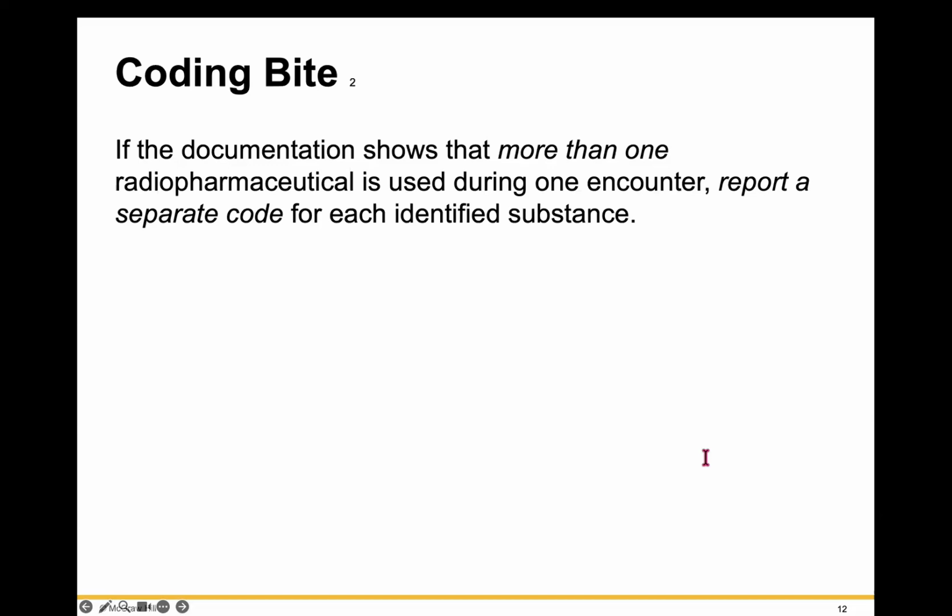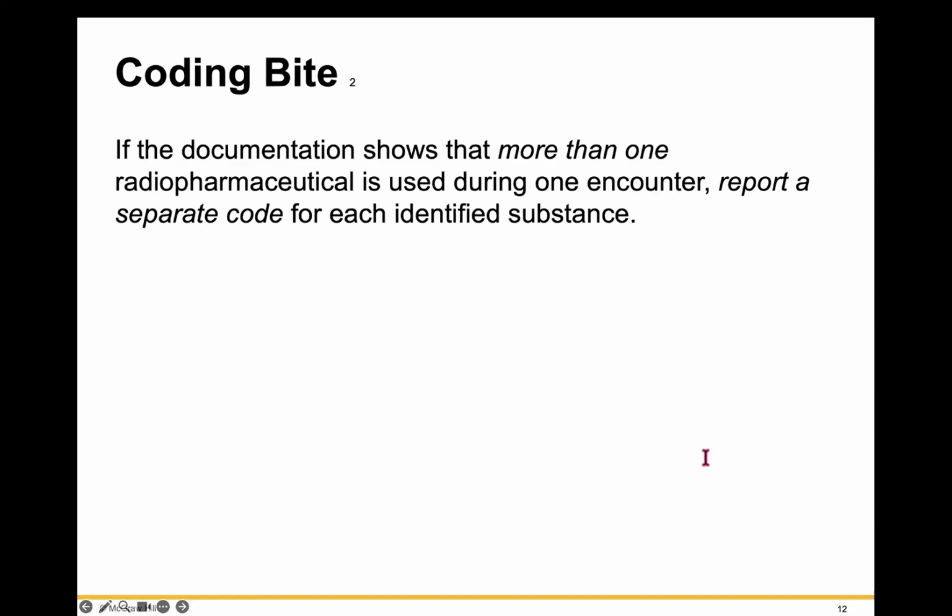Secondly, you want to clarify ambiguous information. If the documentation is unclear or missing key details, like a specific radionuclide or procedure type, you want to query. When you're a new coder, ask your manager what they think about it and what the process would be to query.